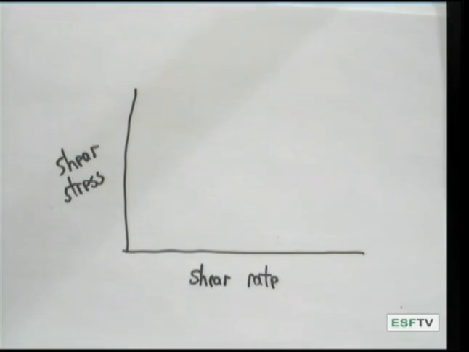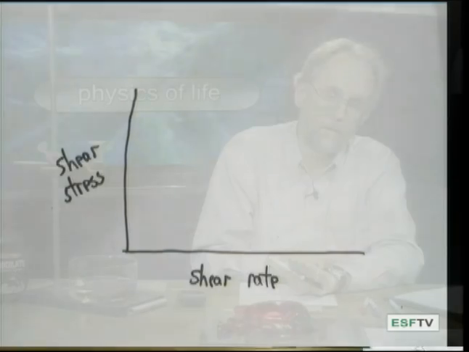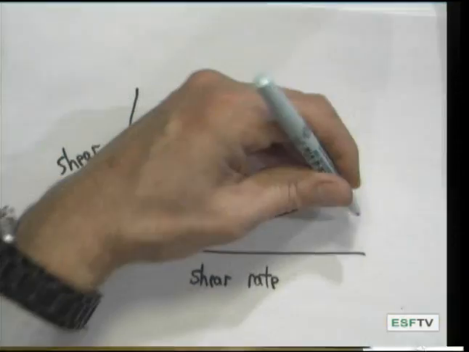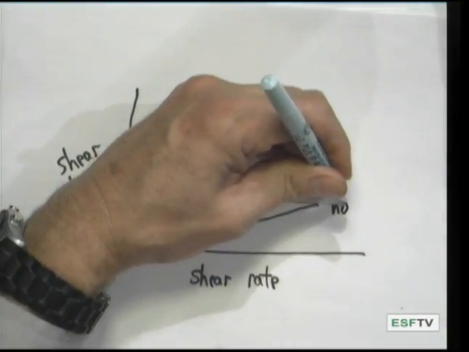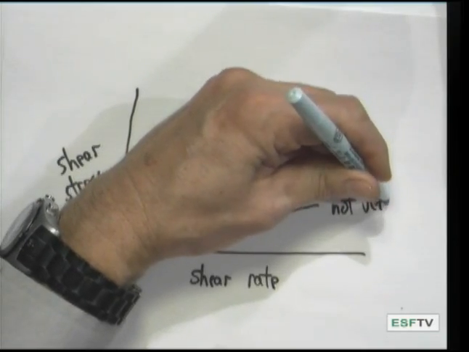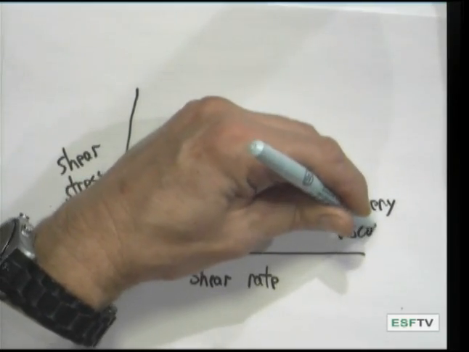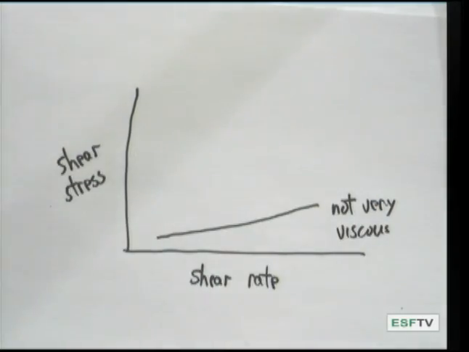And when you're talking about a fluid that is not very viscous, you are talking about a fluid in which a very small shear stress can produce a very large shear rate. So if we wanted to look at a fluid that is not very viscous, we would have a shallow curve right there. So we will characterize that as not very viscous.